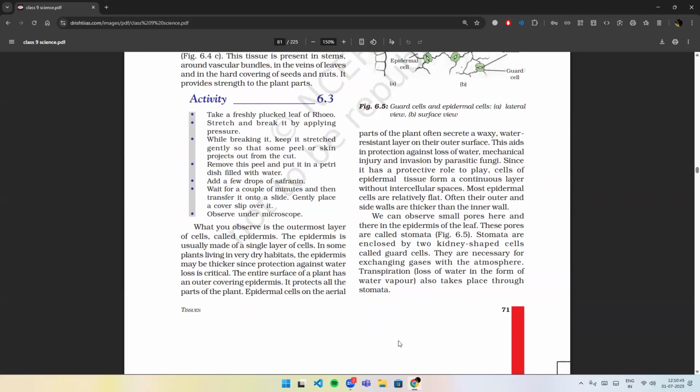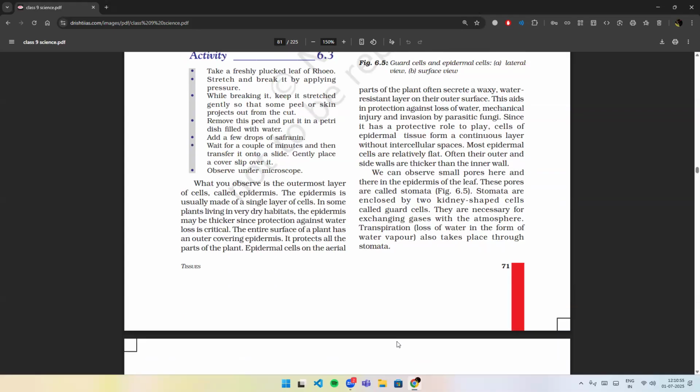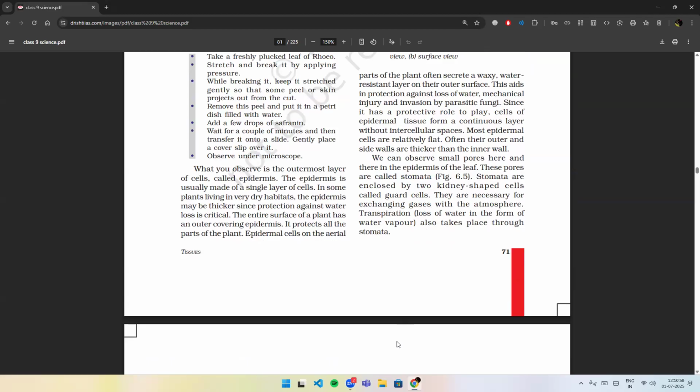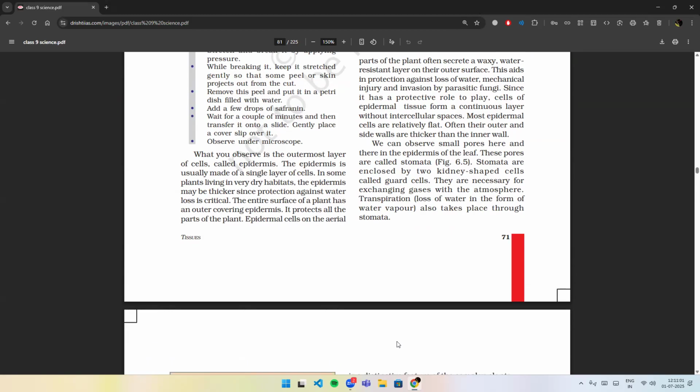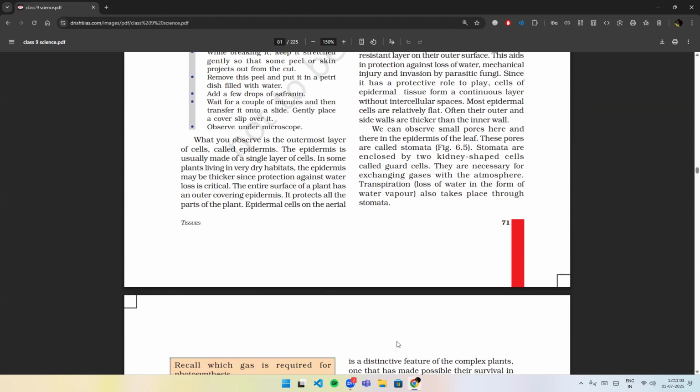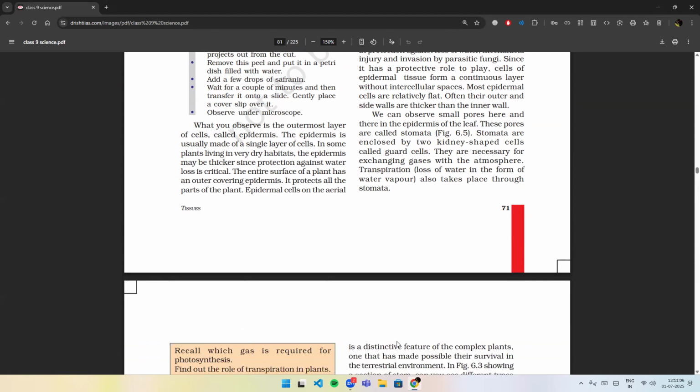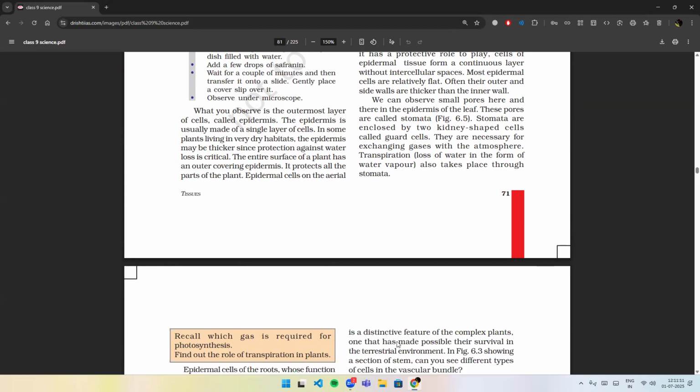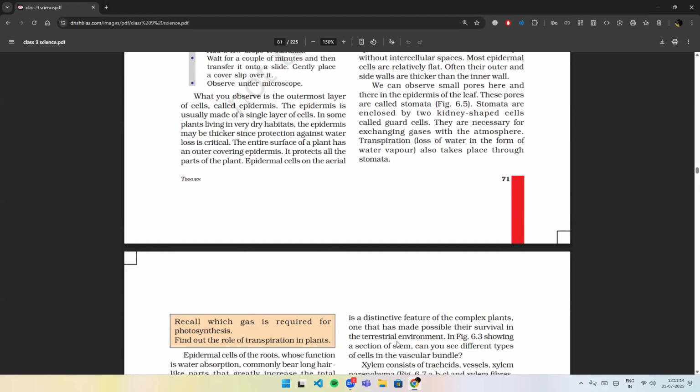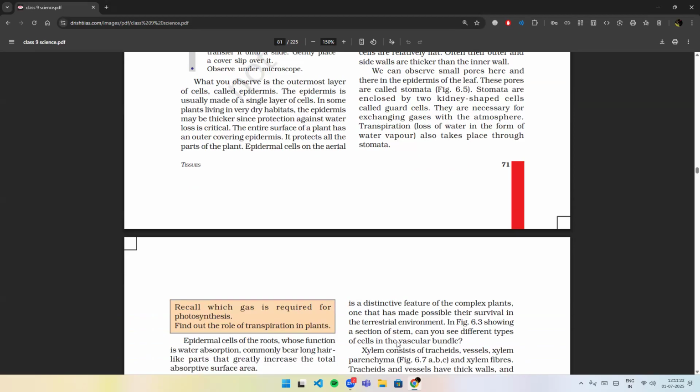Since it has a protective role to play, cells of epidermal tissue form a continuous layer without intercellular spaces. Most epidermal cells are relatively flat. Often, their outer and side walls are thicker than the inner wall. We can observe small pores here and there in the epidermis of the leaf. These pores are called stomata. Stomata are enclosed by two kidney-shaped cells called guard cells. They are necessary for exchanging gases with the atmosphere. Transpiration, loss of water in the form of water vapor, also takes place through stomata.